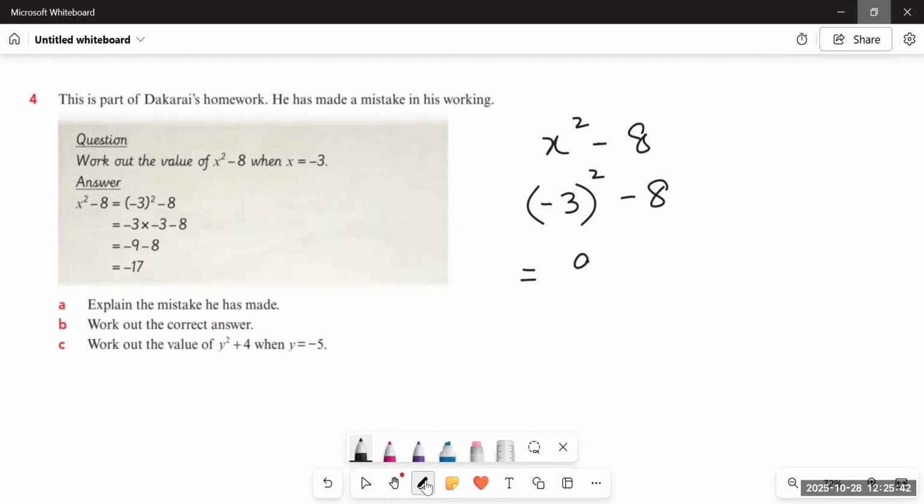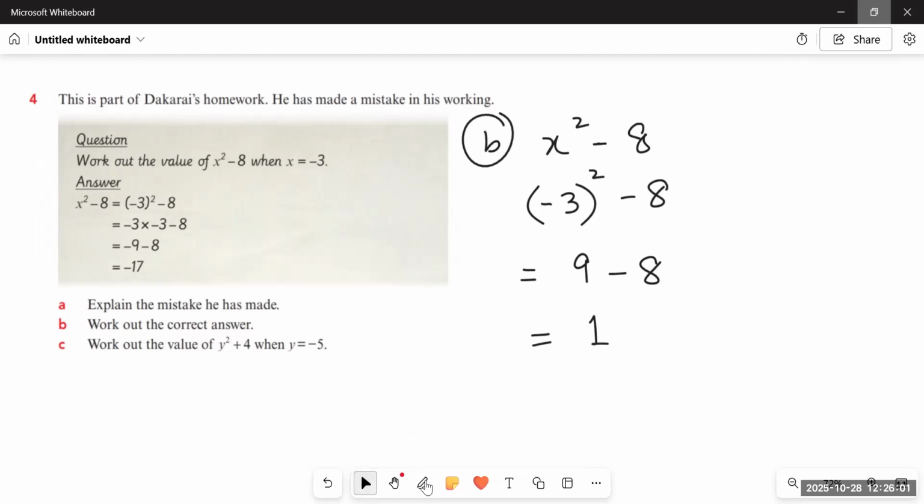So that's the mistake he has made over here. And that's why the answer is coming -17 instead of +1. The correct answer is +1. So this is part B. And what mistake has he made? He wrote -9 instead of 9. He calculated the square of -3 incorrectly.